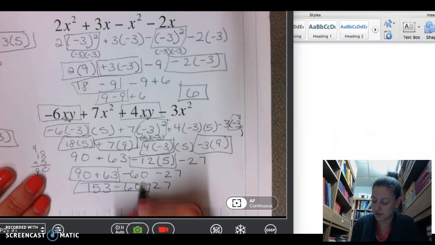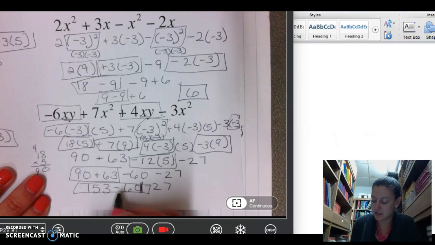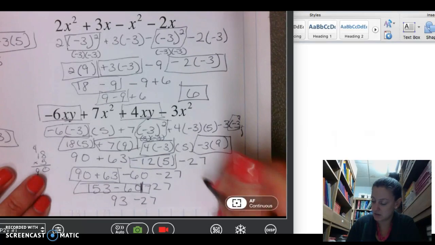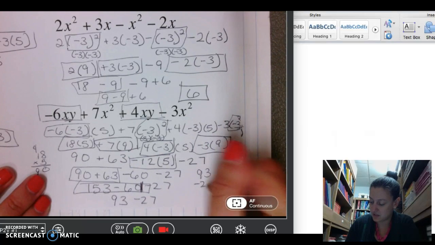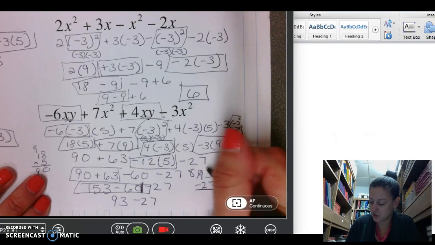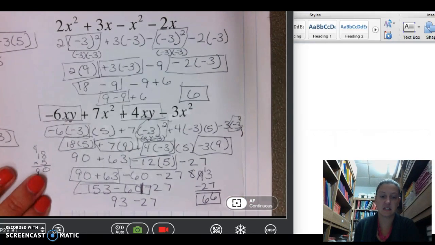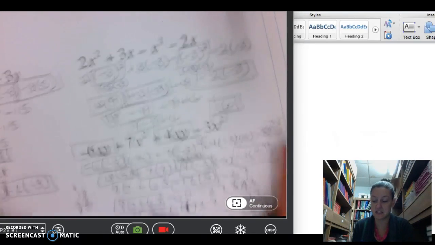Whoops, I shouldn't have included that sign. 153 minus 60 is 93, minus 27. 93 minus 27. Don't be afraid to show it out. That's 66. Positive 66. Now let's talk about if I had lumped these together.